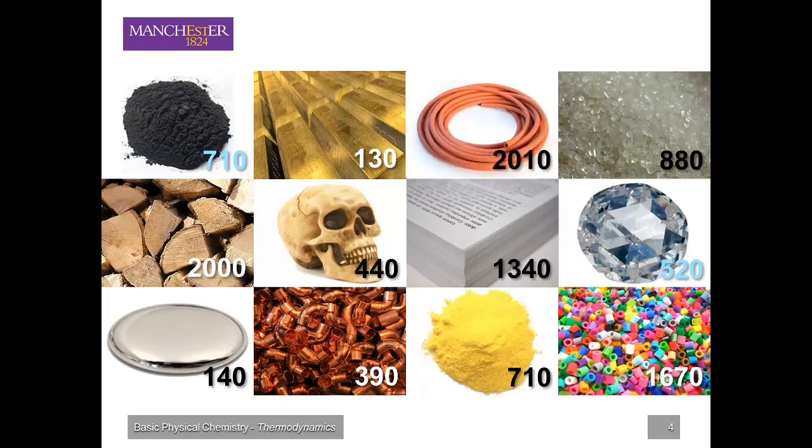Notice how the metallic substances have low heat capacity. This is in part due to their density, but also because metals absorb heat rapidly and heat up rapidly. Materials that we would consider insulators, such as paper, plastic, wood and rubber, have far higher heat capacities.